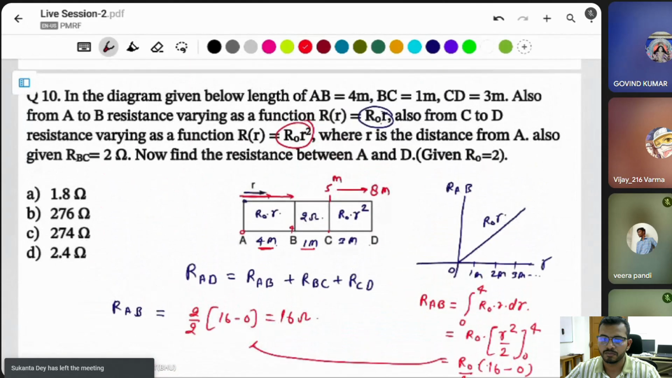There is a wiring resistance given. Wiring resistance varies depending on the resistance from A.